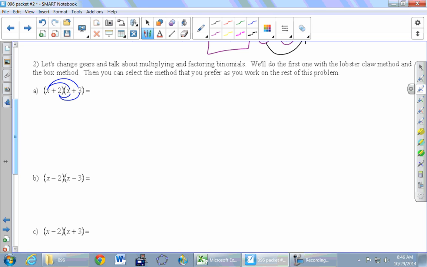And so if you had Sandy or me for 095, then you recognize that kind of picture looks sort of like a lobster claw, yes? And so we call it the lobster claw method. So we're just going to multiply according to the lobster claw, and then we'll combine like terms.